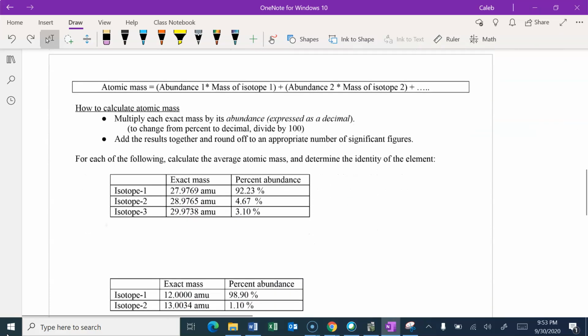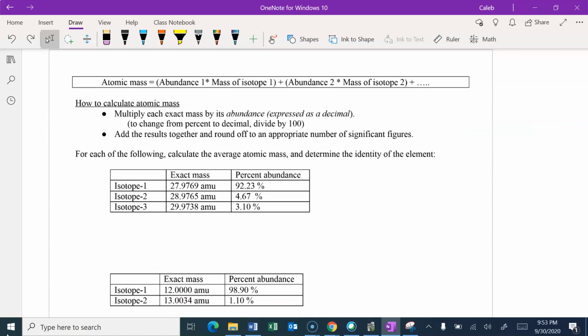And here is our formula that just kind of sums up what we've talked about. The atomic mass is the abundance of the first isotope times the mass of the first isotope plus the abundance of the second isotope times the mass of the second isotope, plus we could do the same thing with the third. Abundance of the third isotope times the mass of the third isotope, and you could keep going with as many isotopes as you've got.